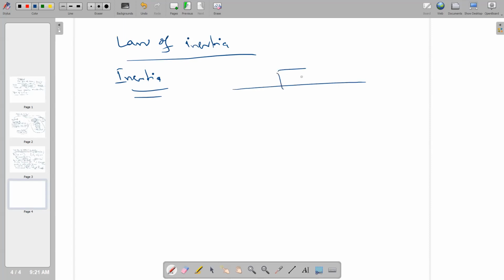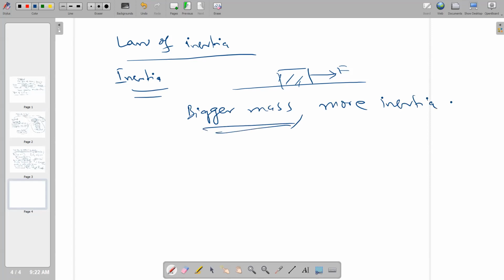You can understand that if this is a block and you are applying a force, and the block is not moving, it is not moving due to its inertia. The bigger the mass, the more inertia. So inertia totally depends on the mass. You cannot find inertia separately; you can find inertia with mass. So this first law is also called the law of inertia. Just remember this one.